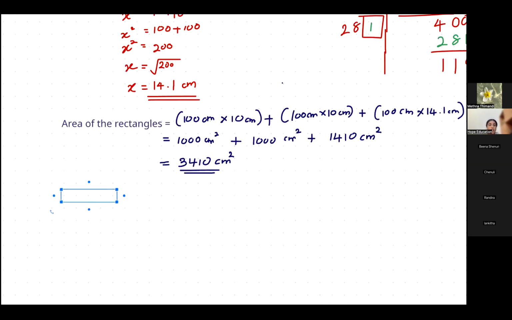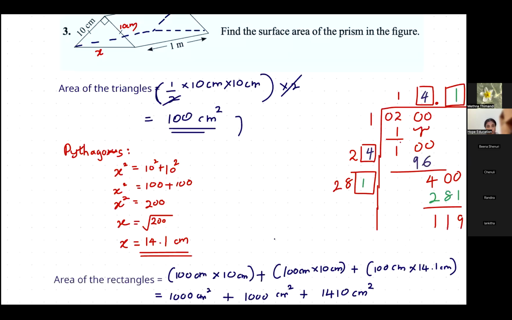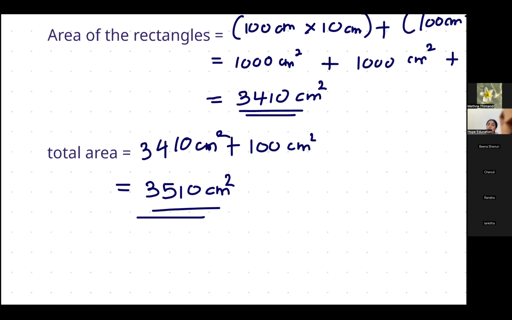So total area would be 3,410 square centimeters plus you have to add the areas of the triangles, which is 100 square centimeters. So that would be 3,510 square centimeters. Final answer ආපු ළමයි thumbs up එකක් දෙන්න. මෙත්නා, බීනා, චෙනුලි, රන්දිර, ලංකිත, සනුත්මි.